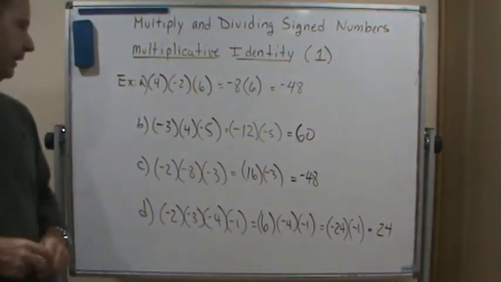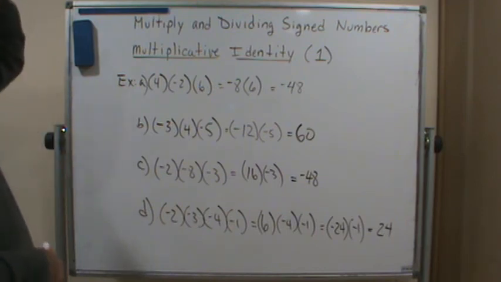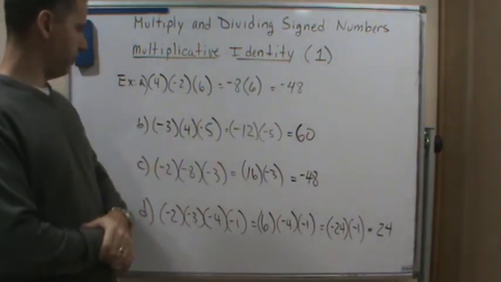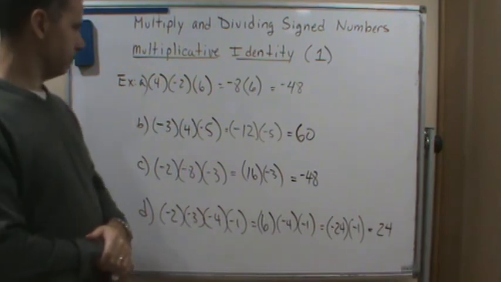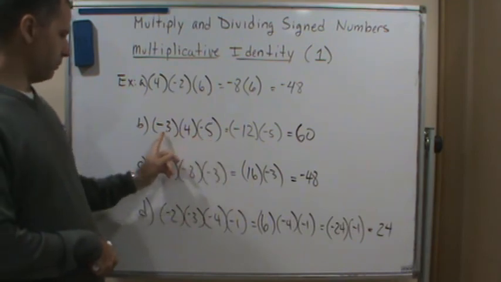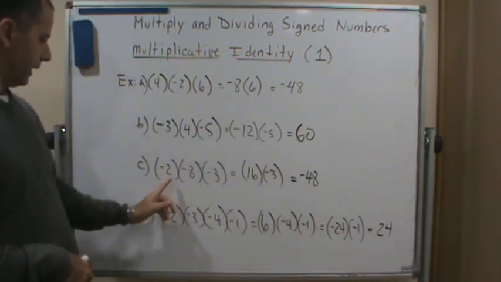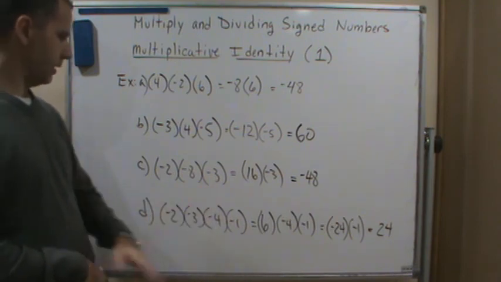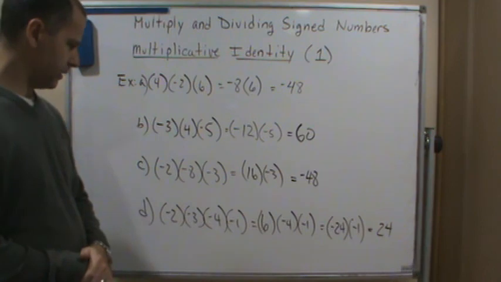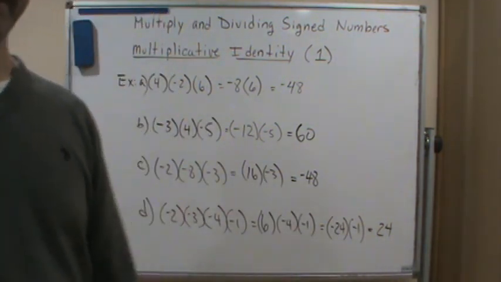So notice something here. We have an odd number of negatives here, and we got a negative. Here we have an even number of negatives, and we got a positive. Here we have an odd number of negatives, and we got a negative. And here we have an even number of negatives, and we got a positive. Think about that.